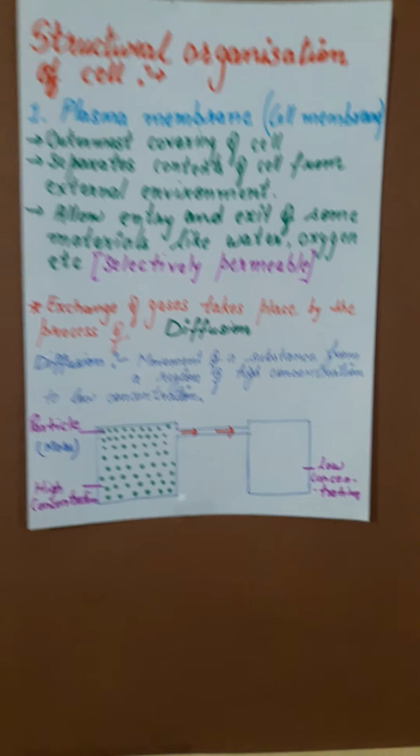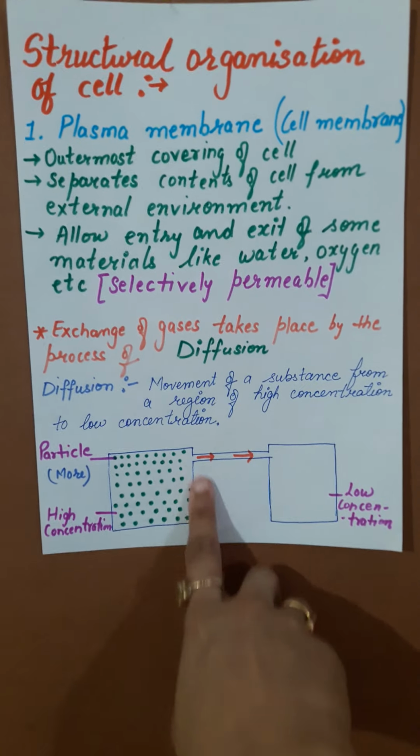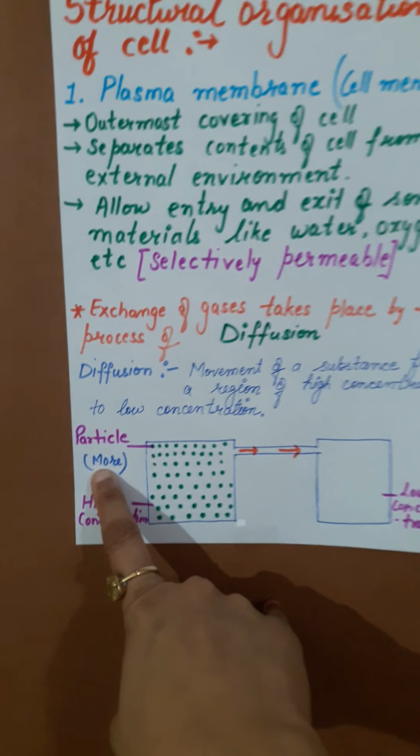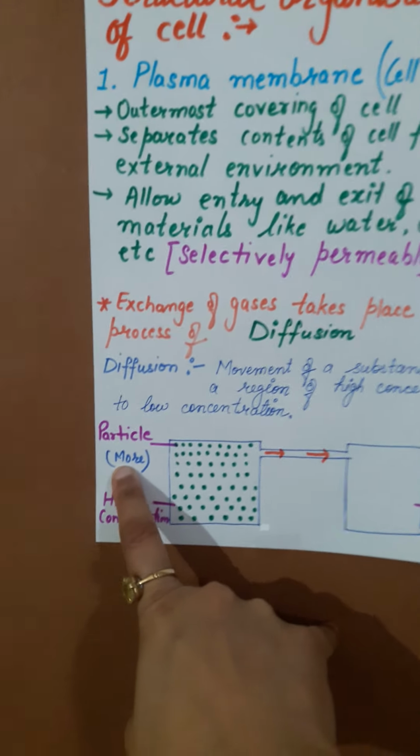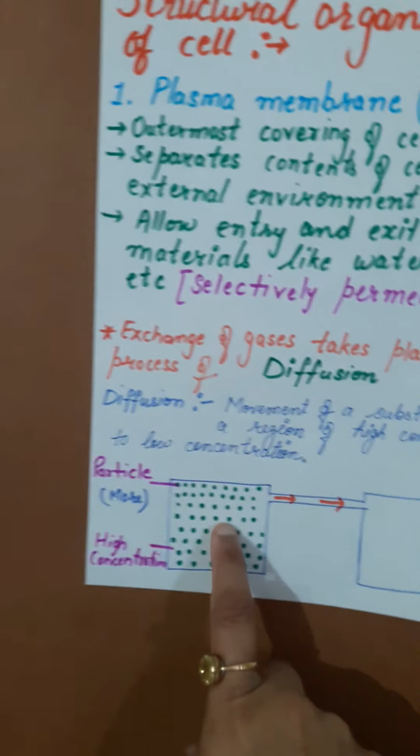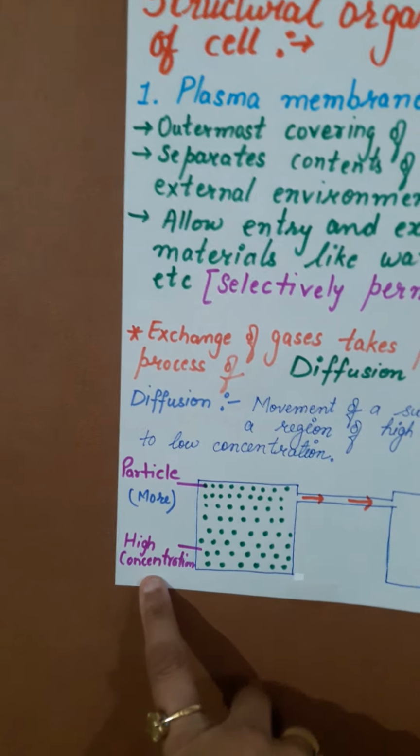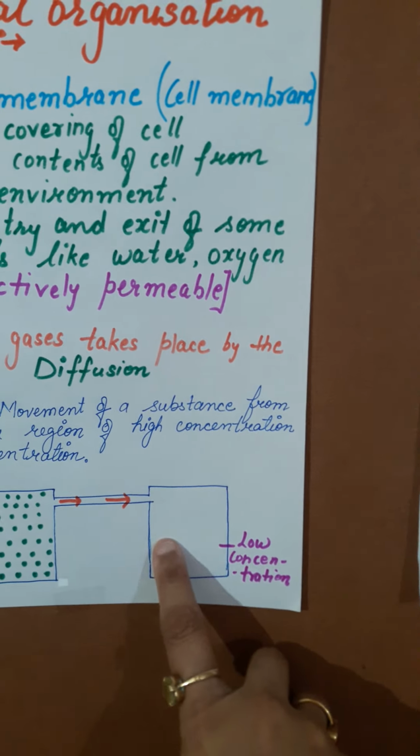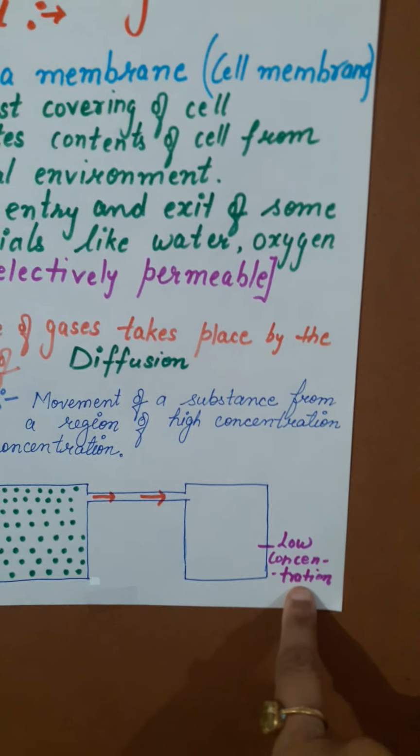Similarly, you can see this diagram. In this diagram, this box occupies more number of particles. Particles can be of anything: oxygen, carbon dioxide, helium, any of the gas you can see. So if particles are more, it means that is high concentration. Here you can see none of the particles are there. This is blank, so low concentration.